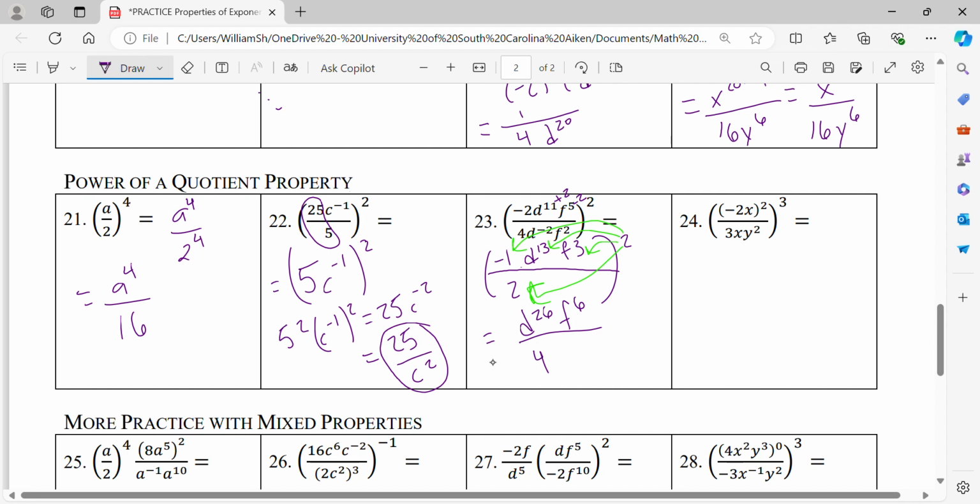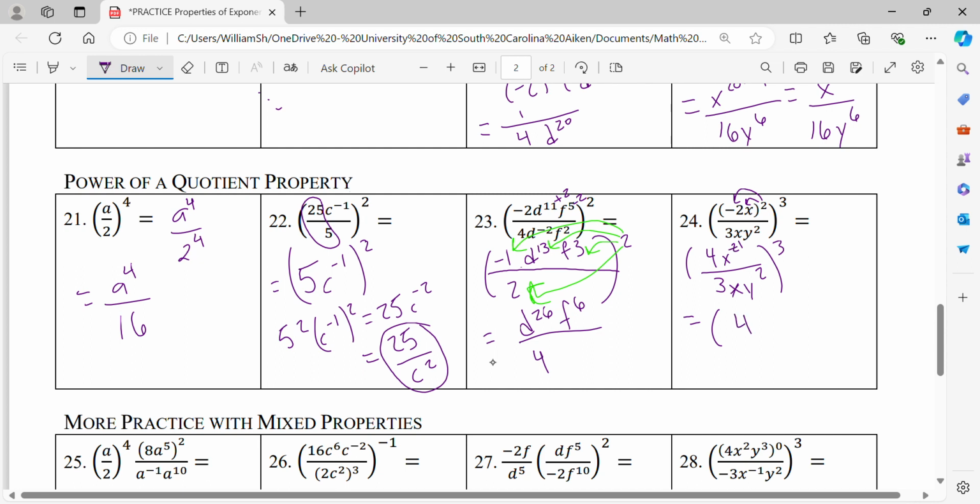Alright, simplify number 24. Negative 2x squared all over 3xy squared, raised to the third power. Let's simplify this top inside term first. Okay, so I'm going to distribute this squared to the negative 2 and to the x, so that I get negative 2 squared is 4. And that squared is also going to go to the x there. We're going to have that over 3xy squared all to the third power.